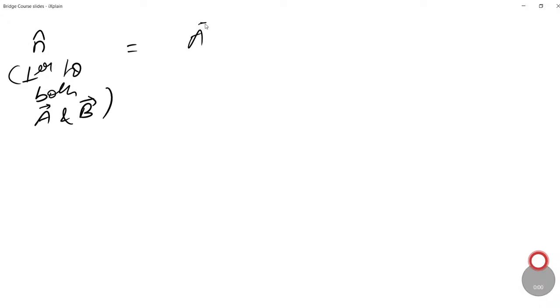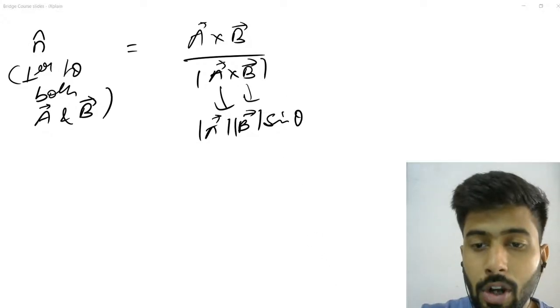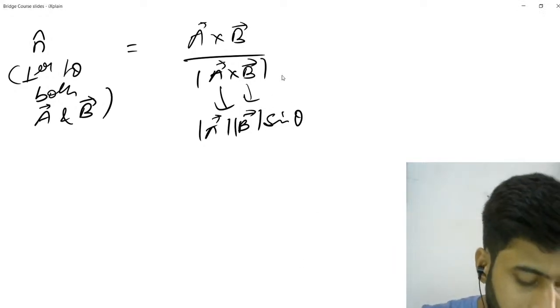N cap, which is a unit vector perpendicular to both A and B, is nothing but A cross B by mod of A cross B, and this mod of A cross B itself is mod A mod B sin theta. I know that mod A cross B and mod A mod B sin theta will give the same values, but I will not use mod A mod B sin theta, I will only use mod A cross B.